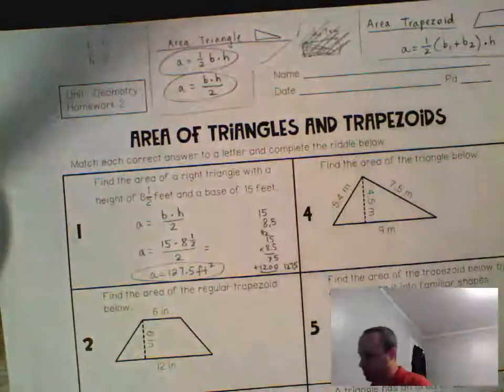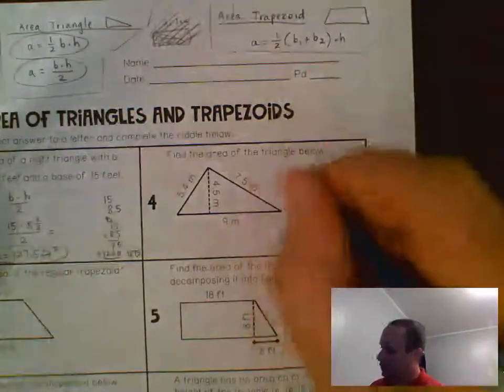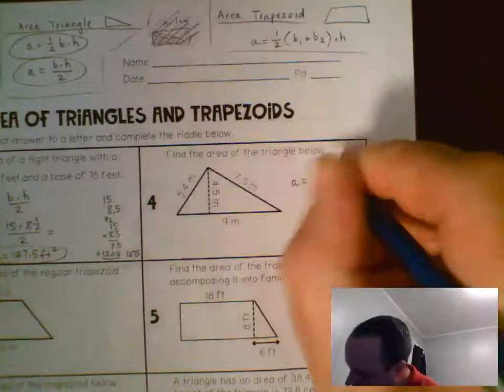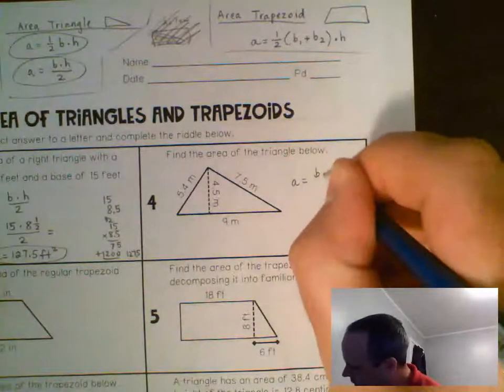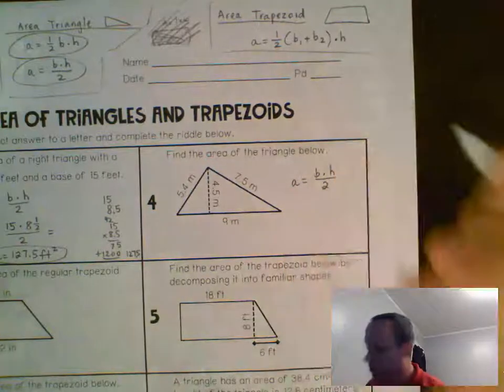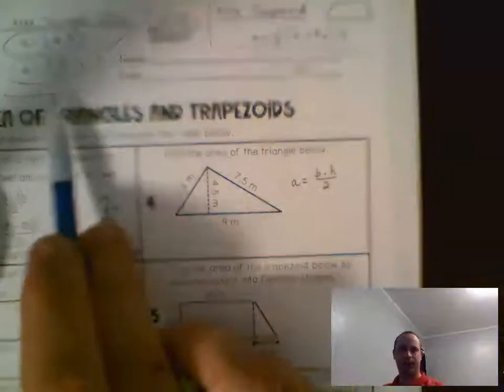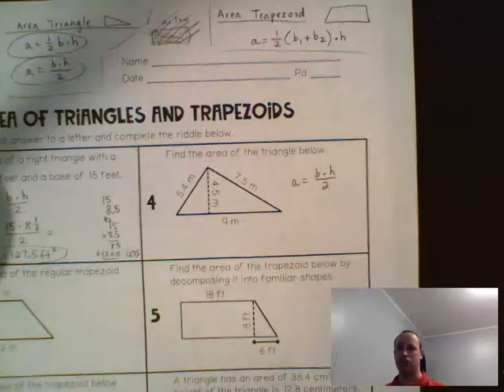All right, let's look at number 4. Find the area of the triangle below. So we're going to write down our formula for the area of a triangle, which we're getting up here. And now I'd like you to try this one.